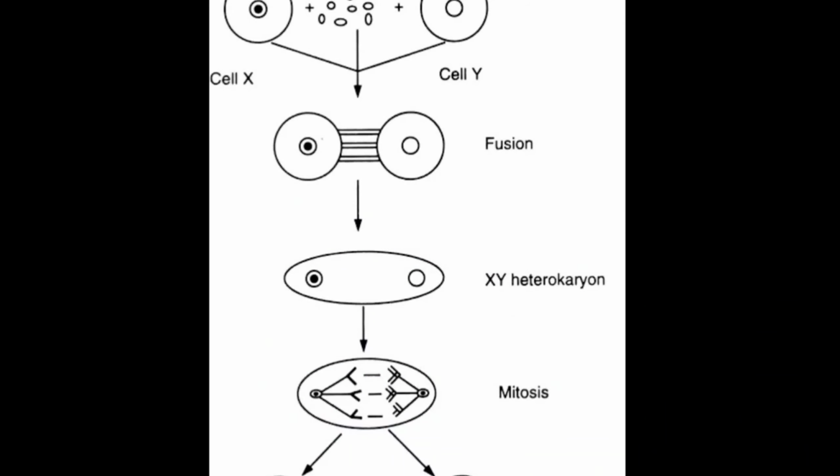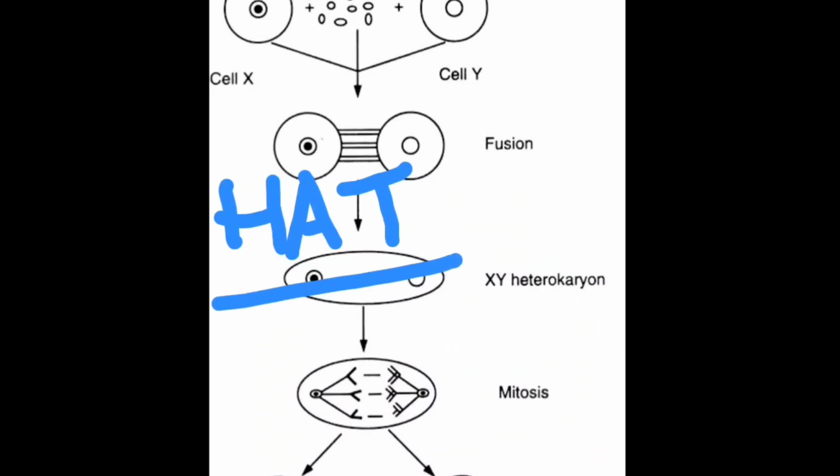So here we have a technique. We will be using the HAT medium. What does this HAT mean? So this HAT medium has a full form called hypoxanthine aminopterin thymidine. Now what is the function of this hypoxanthine aminopterin thymidine, or the HAT medium?